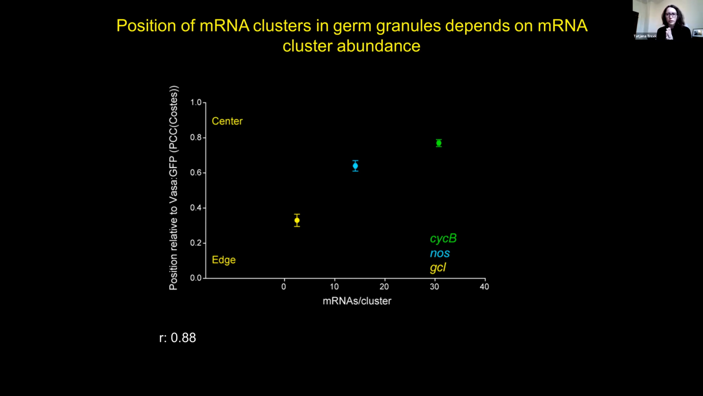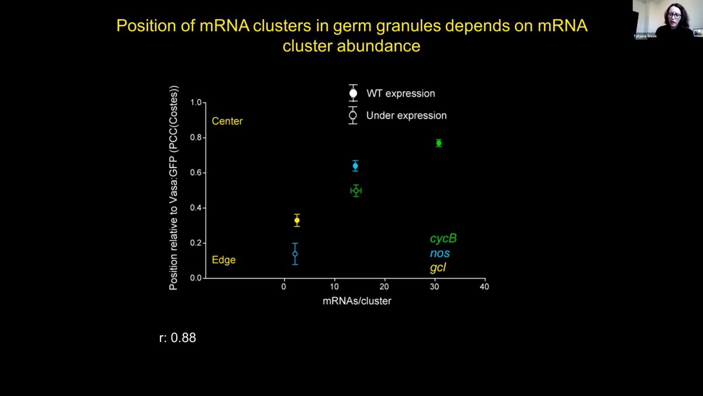So then we thought to deregulate, or to change, the expression levels of these mRNAs in the entire embryo, and to thereby change the abundance of these clusters at the posterior pole to see what happens. We first focused on cyclin B and nanos, and we used underexpression experiments and drove down the expression of these RNAs. These embryos now form less abundant cyclin B clusters, as you can see here, and less abundant nanos clusters, you can see at the bottom. And this really caused these clusters to move towards the periphery of the granule.